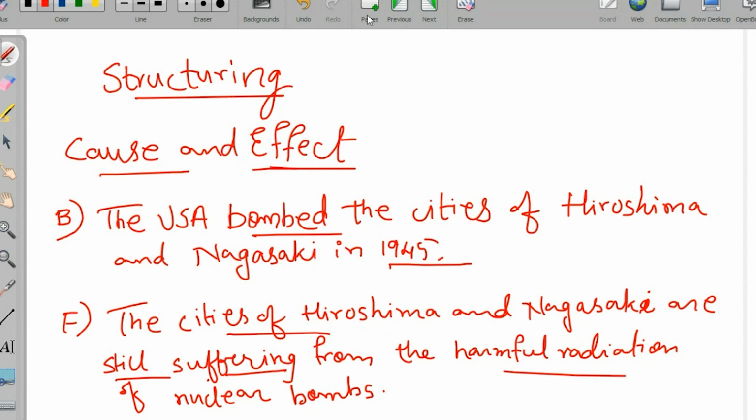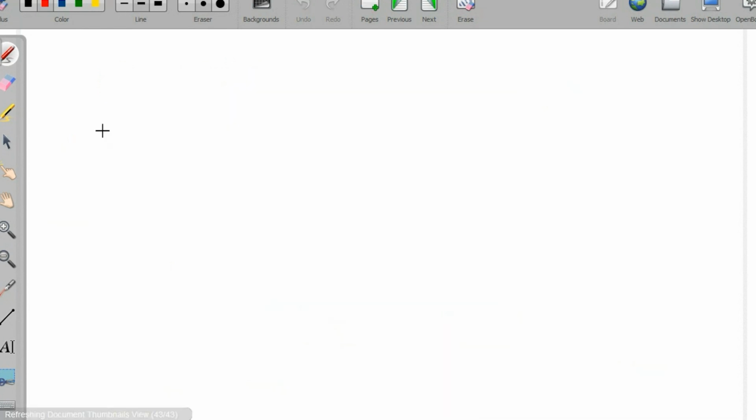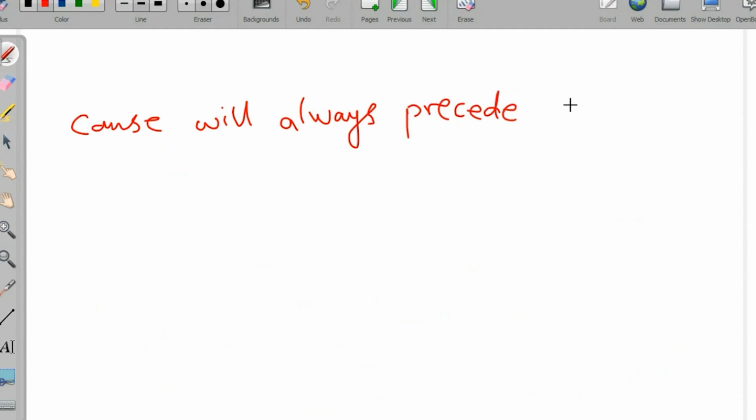Now you can see that statement B is the cause, and statement F is the effect, isn't it? Statement B is the cause and statement F is the effect. So whenever you see a cause and effect relationship, or whenever you see some statements like this, every time, mark my words, every time cause wala statement jo rahega, cause will always precede effect.